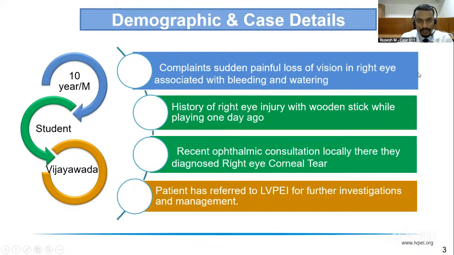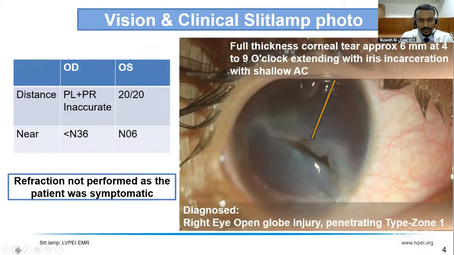After the injury, he consulted a local hospital. There the child was diagnosed with right eye corneal tear and was referred to LVPEI for further investigations and management. Distance visual acuity in the right eye was PL plus, PR inaccurate, with less than N36 for near. In the left eye, it was 20/20 with N6. In this visit, refraction was not performed and the child was very symptomatic even to light.